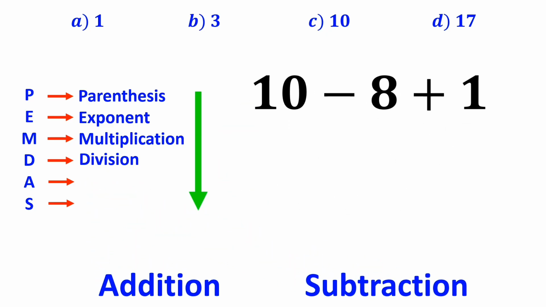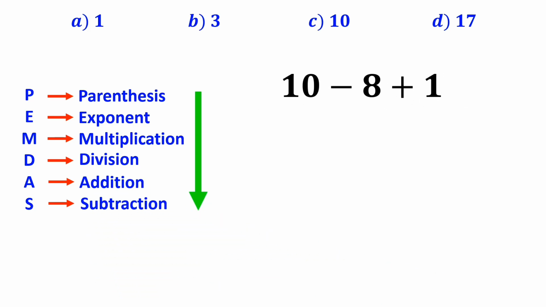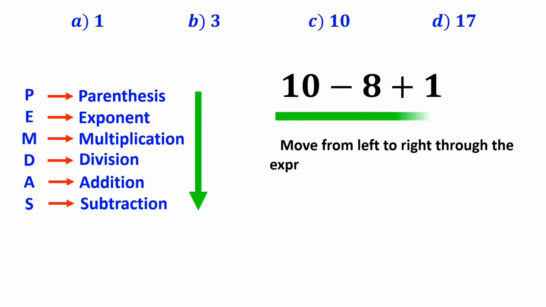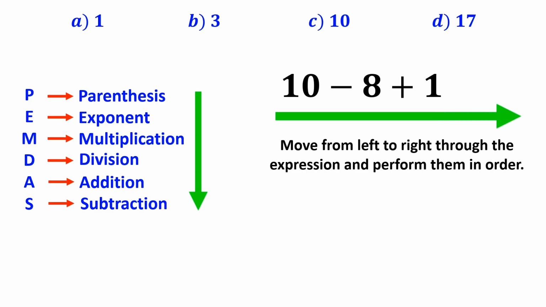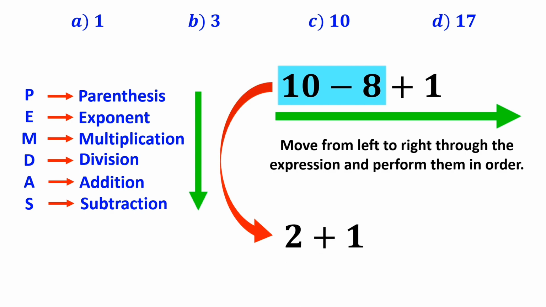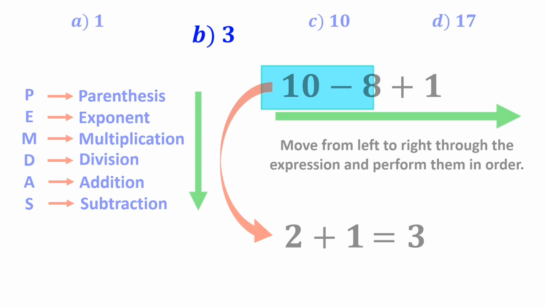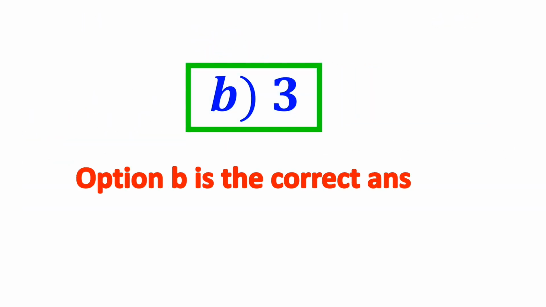Once again, we should remember that addition and subtraction also have the same level of priority. And the best thing to do here is to move from left to right through the expression and perform them in order. So, first we do the subtraction between 10 and 8, which simplifies the expression to 2 plus 1. And finally, the value of this expression is equal to 3. Therefore, option B is the correct answer to this question.